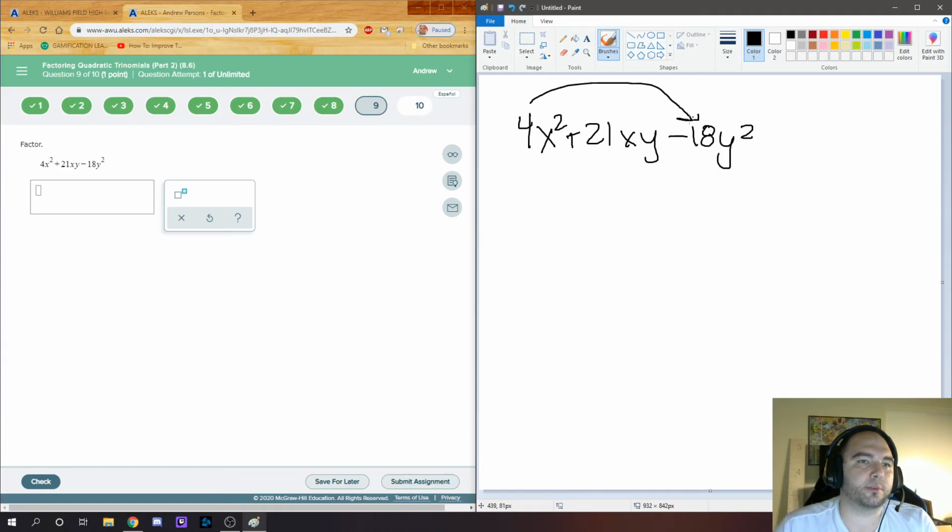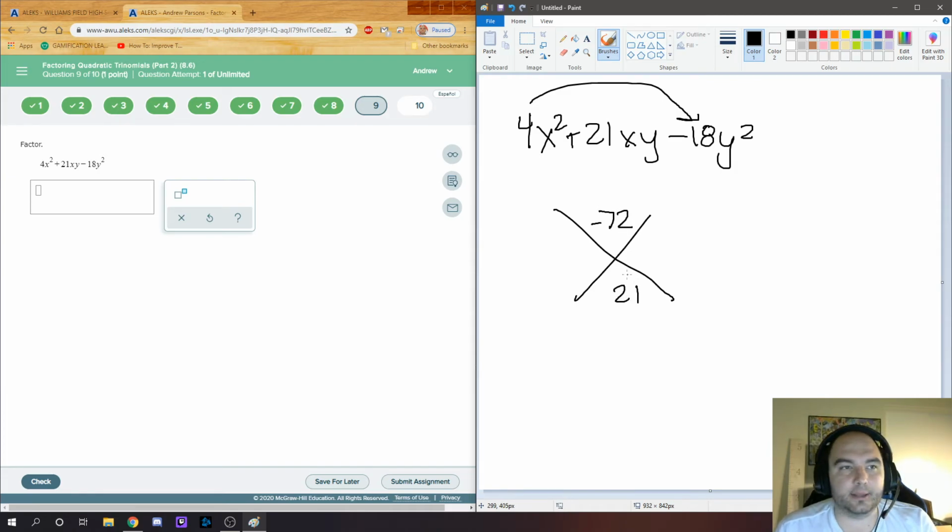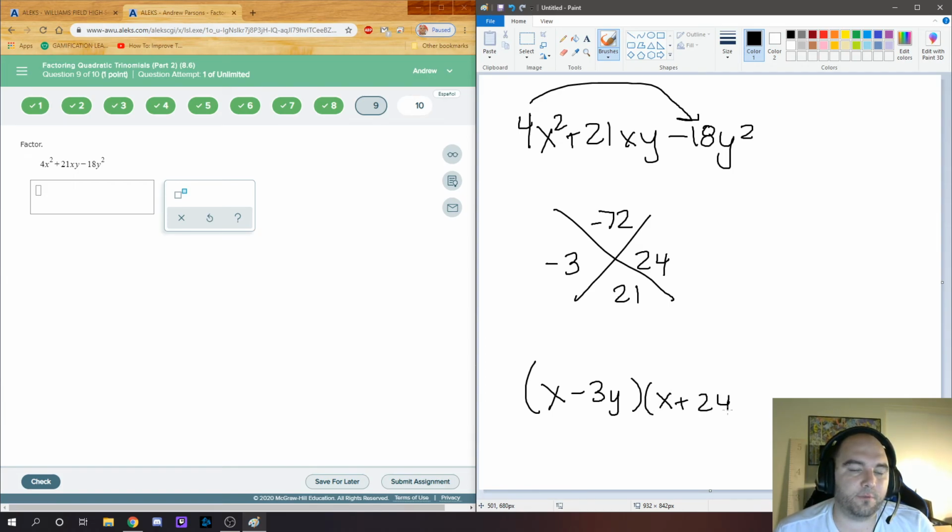So I'm still doing the normal stuff. Still 4 times negative 18. That is negative 72 and 21. And these are pretty big numbers, but after some soul searching, you'll get negative 3 times 24. And I will bottoms up here. So x minus 3. Now here's where the difference comes in. x minus 3y, x plus 24y.